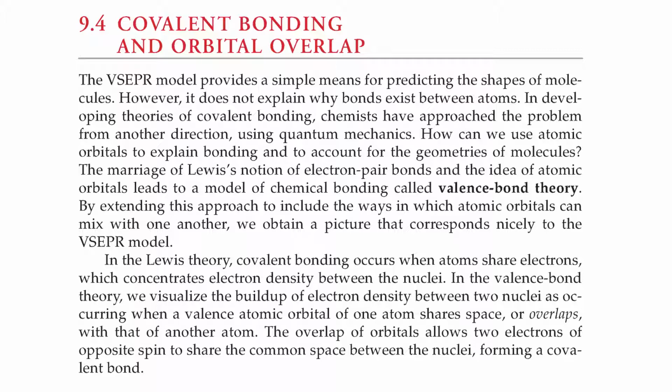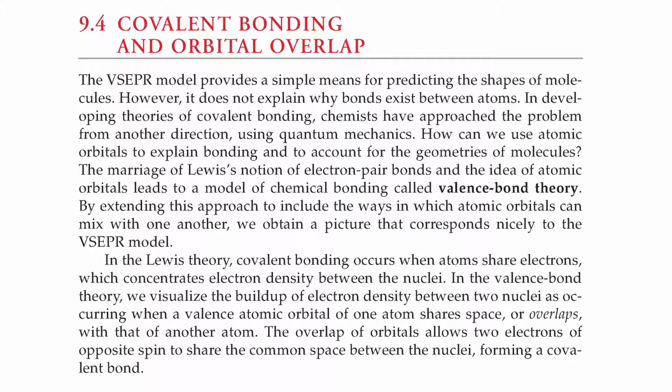The marriage of Lewis's notion of electron pair bonds and the idea of atomic orbitals leads to a model of chemical bonding called valence bond theory. By extending this approach to include the ways in which atomic orbitals can mix with one another, we obtain a picture that corresponds nicely to the VSEPR model.